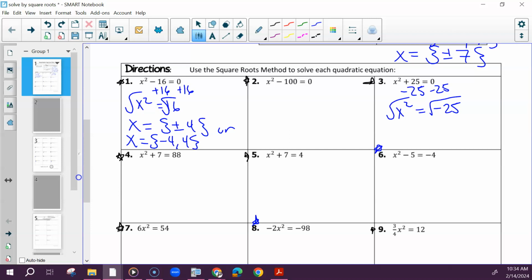You get an error. You get no solution. You can't take the square root of a negative number in this class. So this is no solution for now. And when you get to algebra 2 or later on, you'll learn how to actually solve that. We're not doing that in this class.